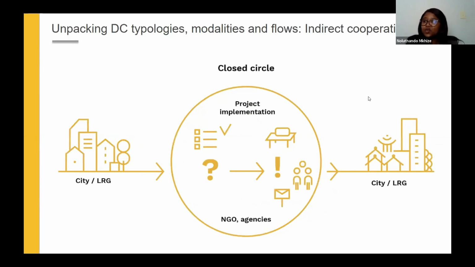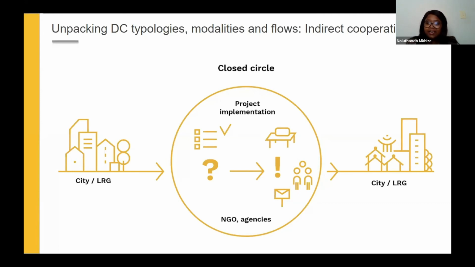So now we're at indirect cooperation. Indirect cooperation involves local and regional governments encouraging the actions and developments, cooperation of other actors. It's largely structured around geographical and thematic priorities. So it also involves your co-financing scheme. As for this modality, the local and regional governments provide support to the local NGOs through calls for proposals, for instance.